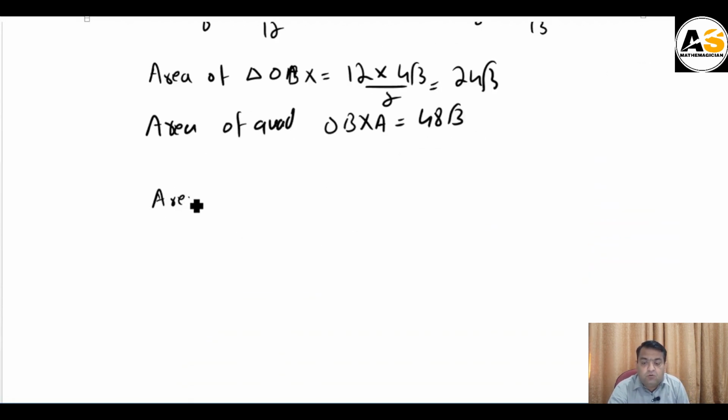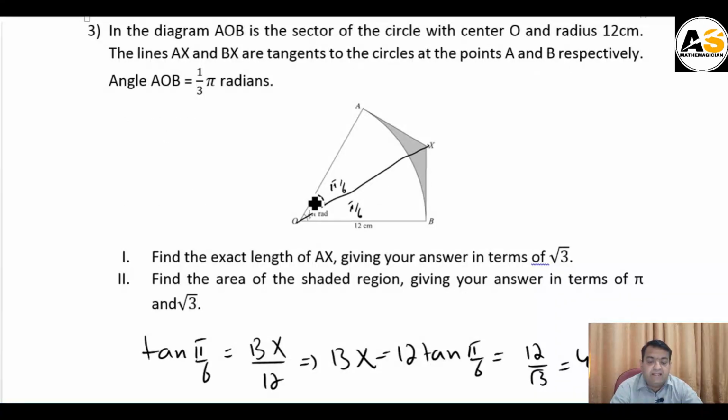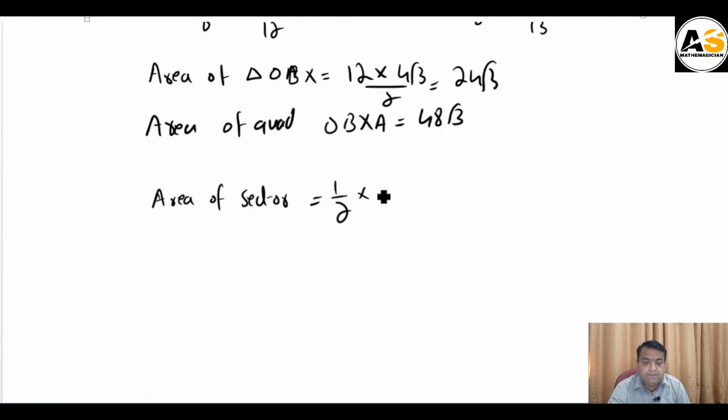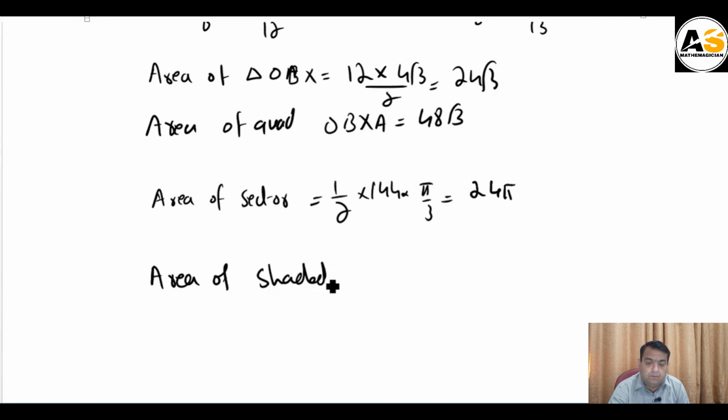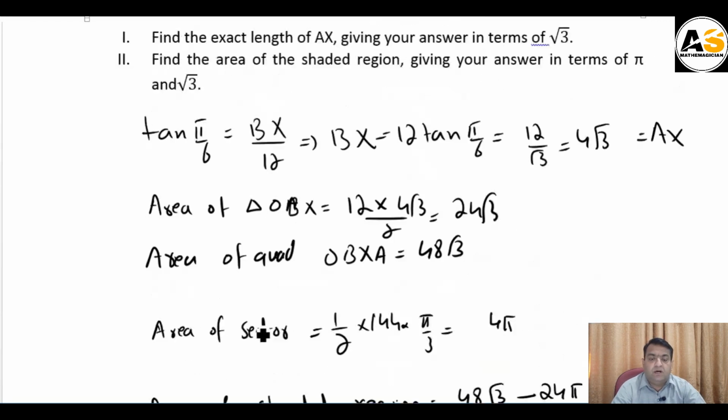Now we have to find area of sector. Area of sector is equal to 1 by 2 r square theta. R is the radius 12 and theta is pi by 3, this whole angle. So this will be 12 square, 144, into pi by 3, which will in return give 24 pi. So area of shaded region will be area of quadrilateral 48 square root 3 minus area of sector 24 pi. This is your answer to part 2.